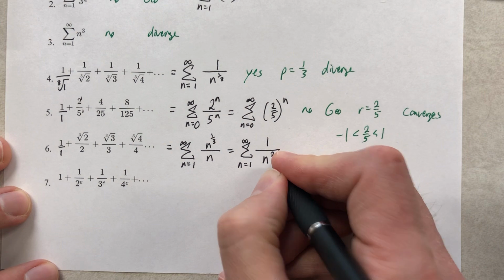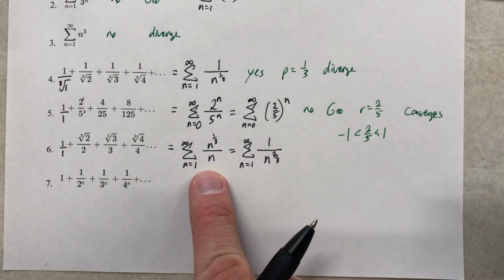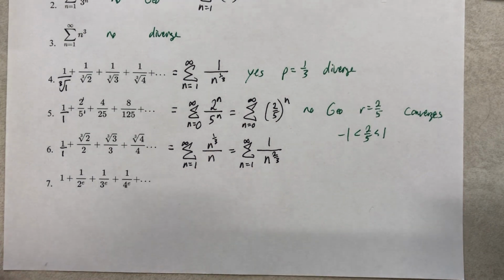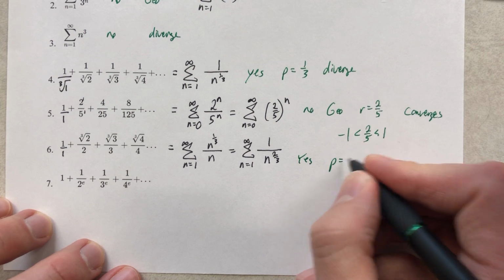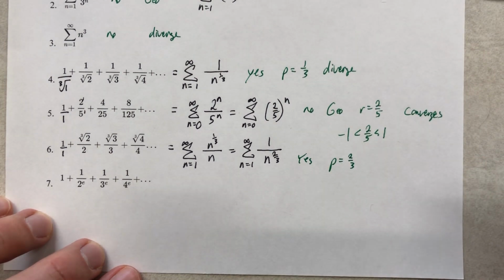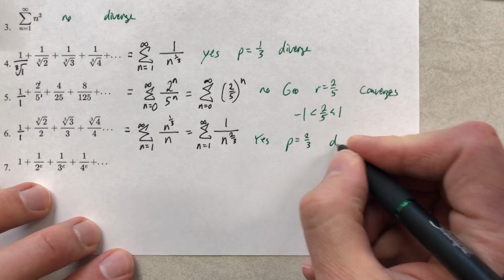So n to the 2/3. Okay, is this a p-series? Yes. Was this a p-series? Yeah, it was just harder to identify. So yes, it's a p-series. Therefore, I need to identify what p is. p is 2/3, that's the exponent. p is the power, that's what it stands for, in case you needed to know. So 2/3 is between 0 and 1, therefore this series is going to diverge.